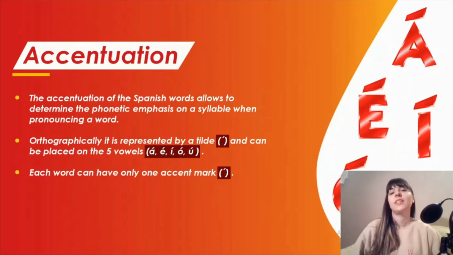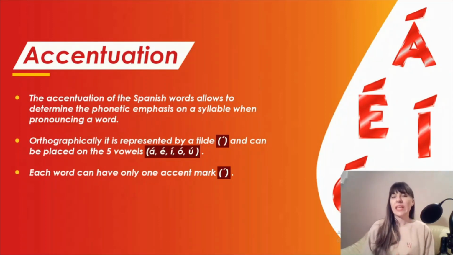Let's talk about the accentuation now. The accentuation of Spanish words allows us to determine the phonetic emphasis on a syllable when pronouncing a word. So what does this mean? In other words, by learning the accentuation rules, you will learn how to pronounce the words correctly by learning which one is the stressed syllable, so where to put more intensity when pronouncing.